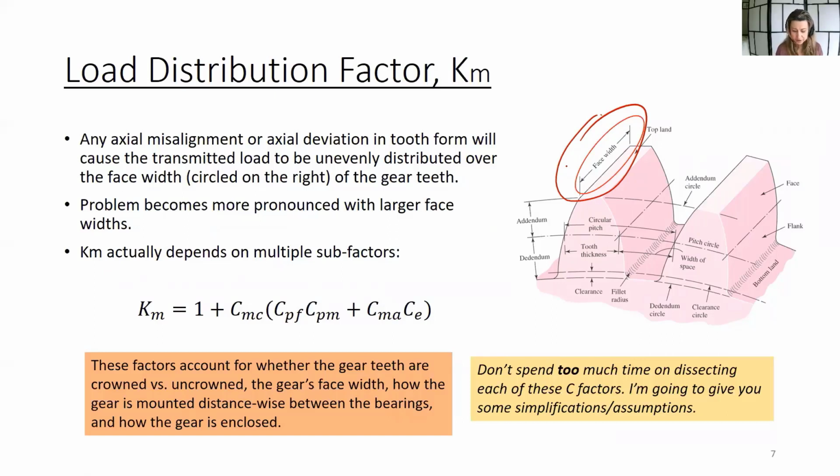So Km itself actually depends on 5 subfactors. 1, 2, 3, 4, 5. These factors account for whether the gear teeth are crowned versus uncrowned, the gear's face width, how the gear is mounted distance-wise between the bearings, and how the gear is enclosed. When I pull up my analysis tool, I'll show you those C factors in more detail. I wouldn't spend too much time dissecting each of these C factors. We could spend a lot of time here, but I'm going to give you some simplifications and assumptions to use, especially for simplification of your analysis tool.